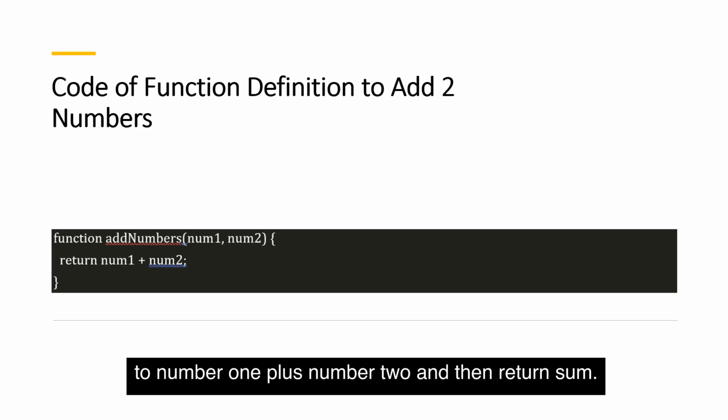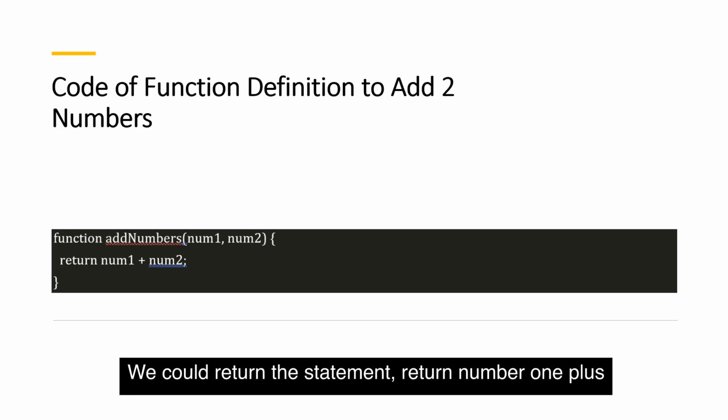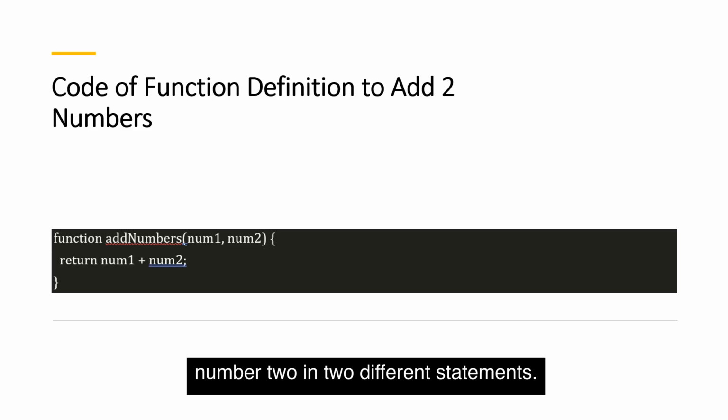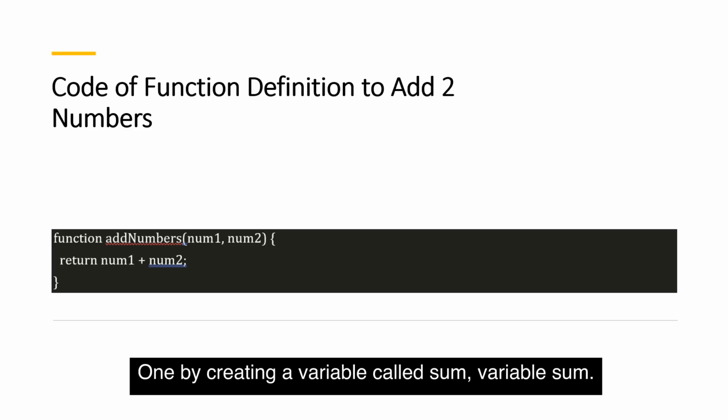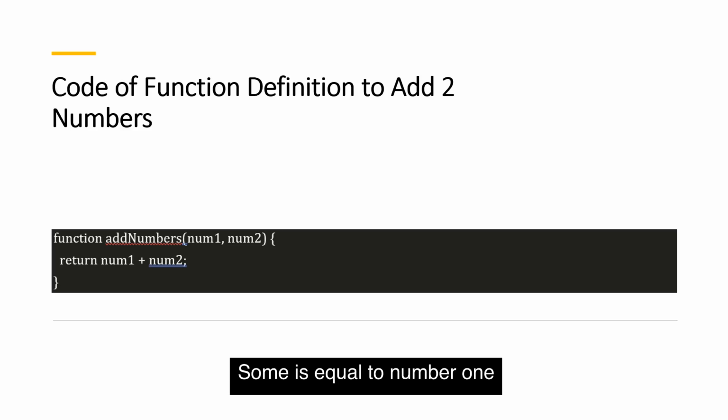sum equal to num1 plus num2 and then return sum. We could write the statement return num1 plus num2 in two different ways. One by creating a variable called sum, variable sum is equal to num1 plus num2 and return sum.